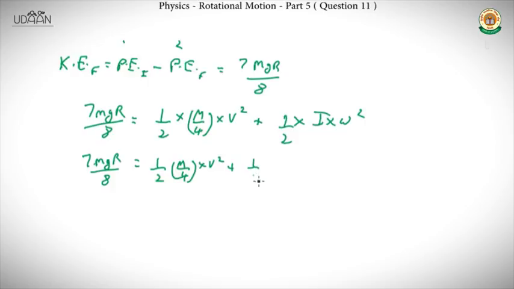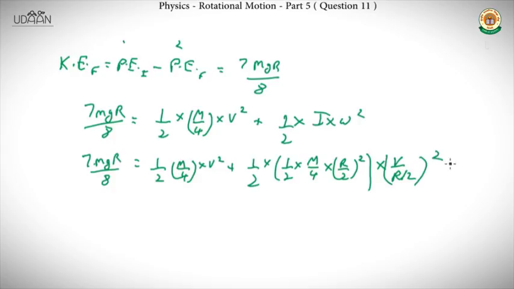So this plus half into I will be again half into m by 4 into r by 2 square. I hope you are getting here. M by 4 is the final mass and r by 2 is the final radius of the cylinder which we are considering, and into omega square. Now since the carpet is rolling, omega has to be equal to v by r. We are not interested in omega, we are interested in v, so we'll write this down as v by r by 2, the whole squared.